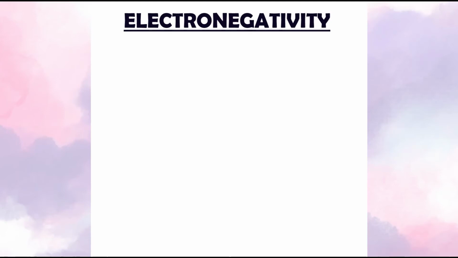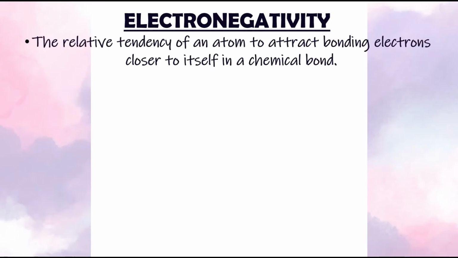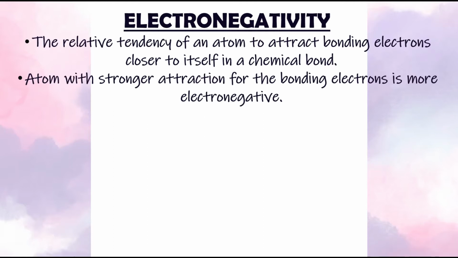Electronegativity. Electronegativity is defined as the relative tendency of an atom to attract the bonding electrons closer to itself in a chemical bond. The atom with stronger attraction for the bonding electrons is said to be more electronegative.